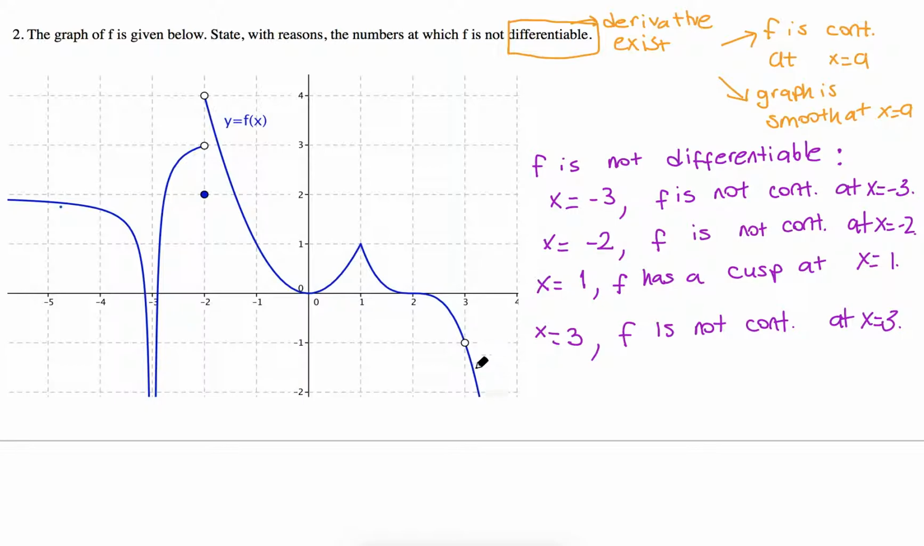And this is the whole list. So we basically look at all the places where f is not continuous: -3, -2, and 3. Those are bad points for derivative. Also, we look at the places where the graph is not smooth, where it has cusps like this or corners like this kind of corners. Okay, so that's all.